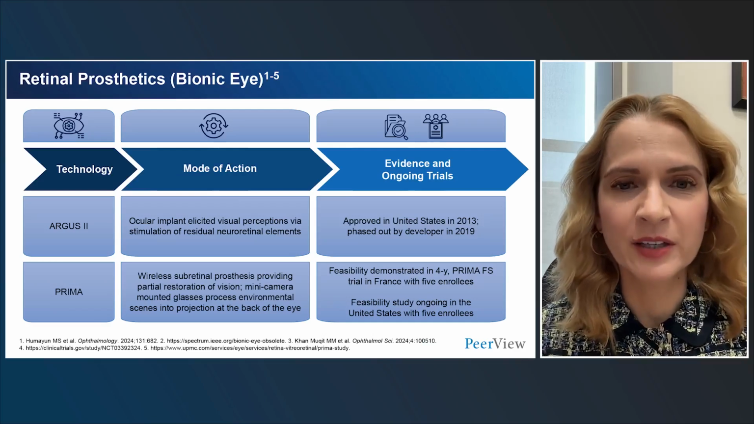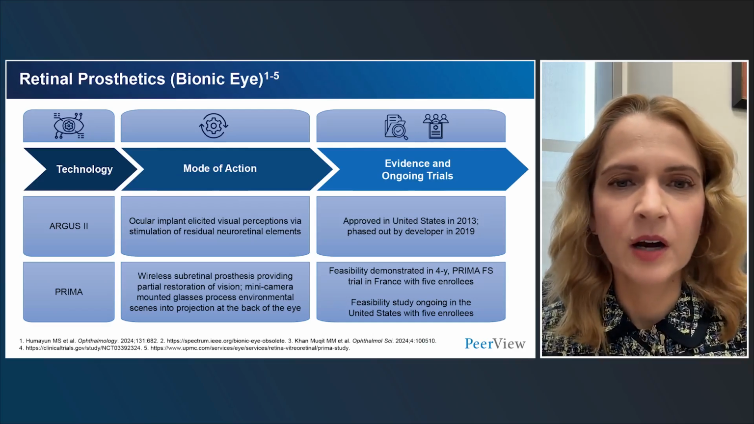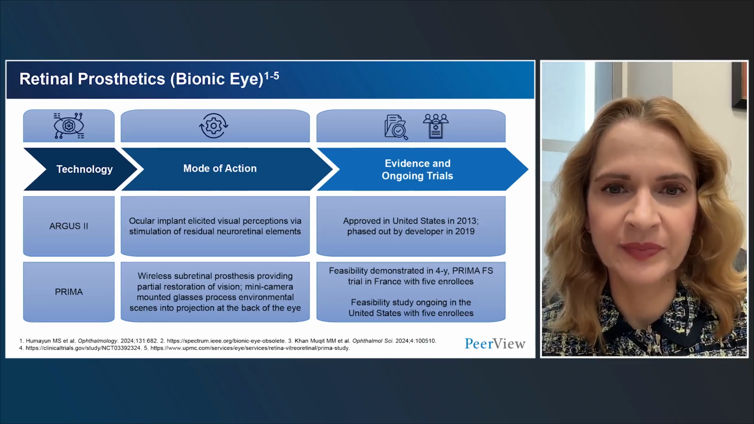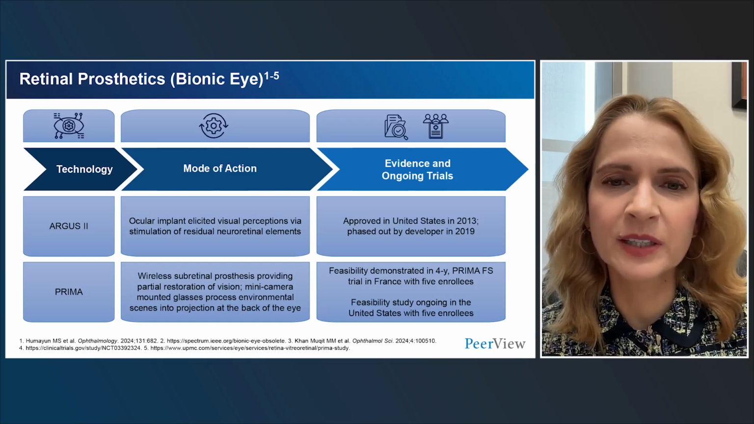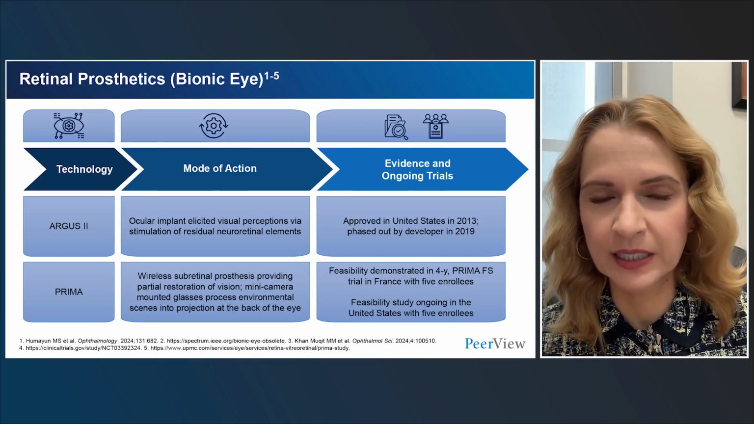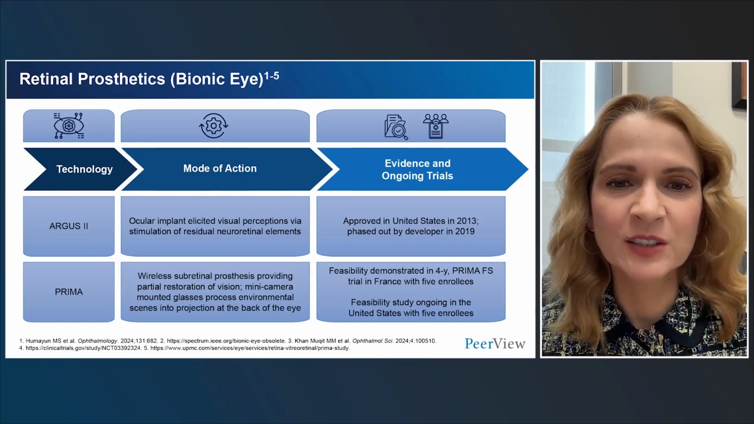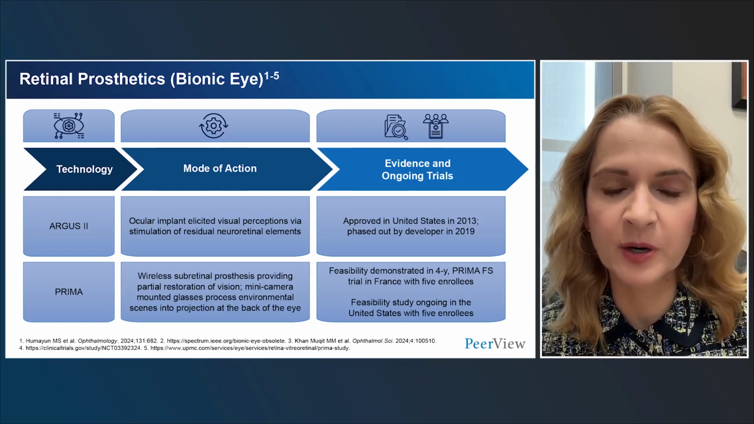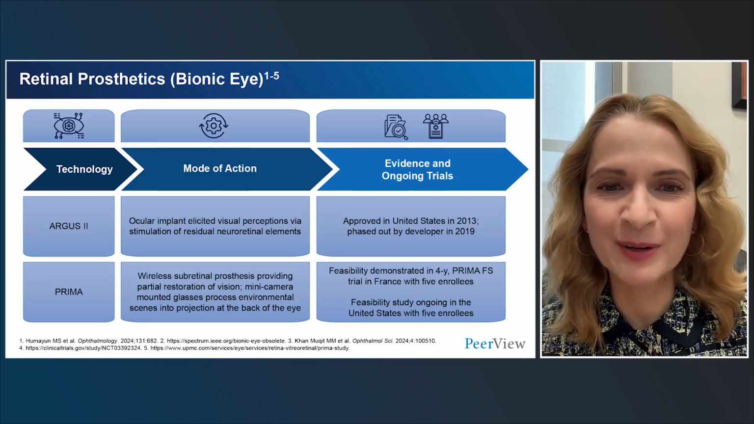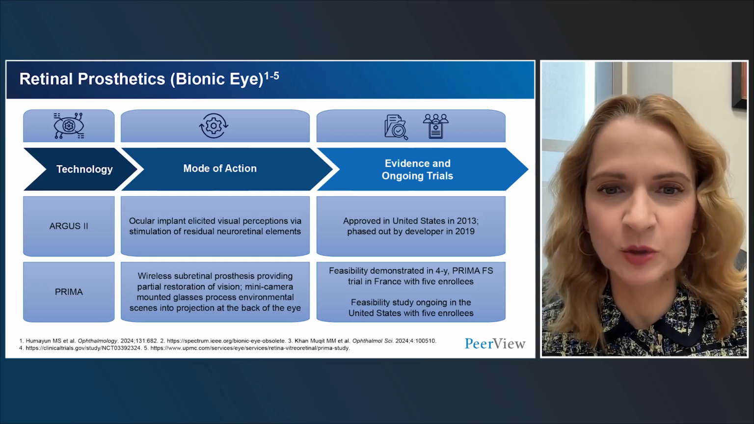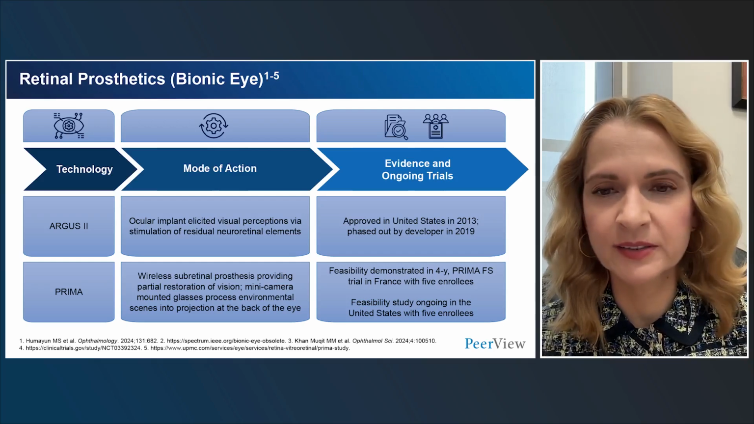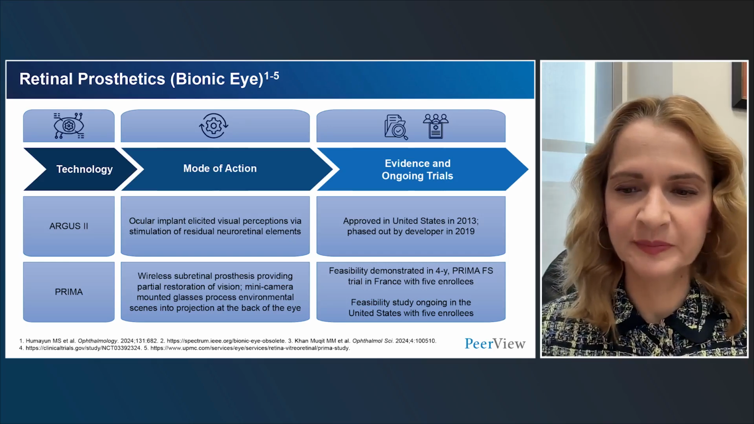Retinal prosthesis or bionic eye is very exciting as well. The Argus 2 ocular implant was approved in the US in 2013. It elicited visual perceptions via stimulation of residual neuroretinal elements. Unfortunately, it was phased out by the developer in 2019. The Prima system is a wireless subretinal prosthesis that provides partial restoration of vision with higher resolution than Argus 2. It uses mini camera mounted glasses that process environmental scenes into projection at the back of the eye. There's a feasibility study ongoing in the United States following successful studies in Europe.